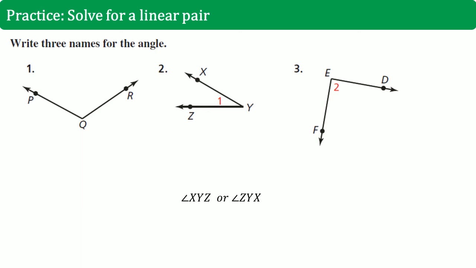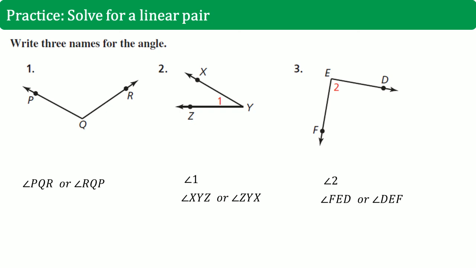Now I would like you to give this a try to name 3 of the angles. I gave you one of the answers here for number 2 to help you out. So pause the video and give this a try. The first one, you could either call it angle PQR or RQP. Number 2, I already gave you it as XYZ or angle ZYX. There's also a number here, so you could say it's also angle 1. Lastly, there's a number there, so you could call it angle 2, or you could call it angle FED or DEF.